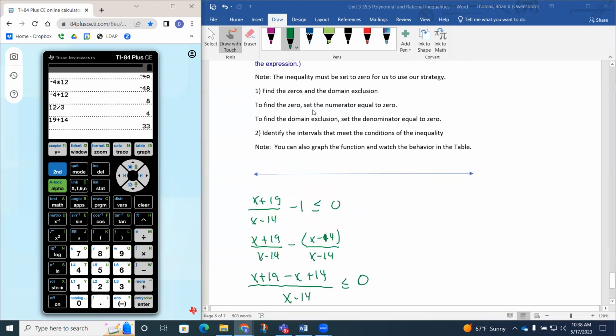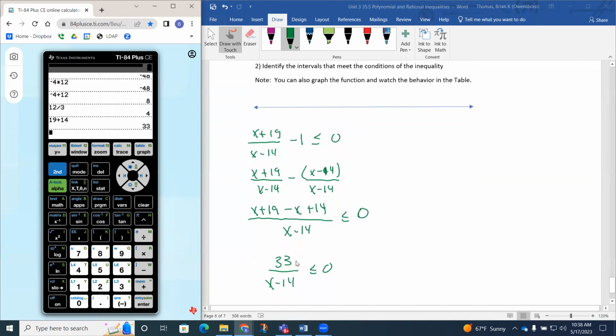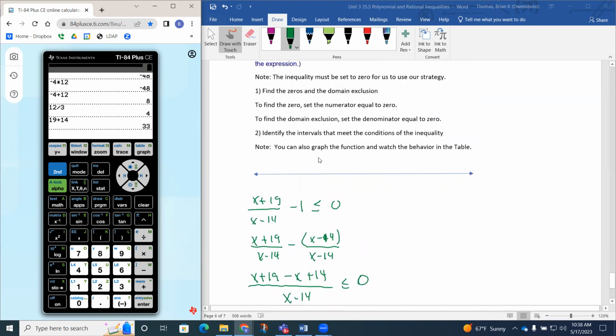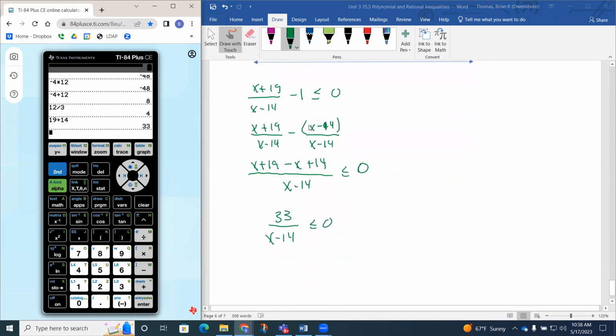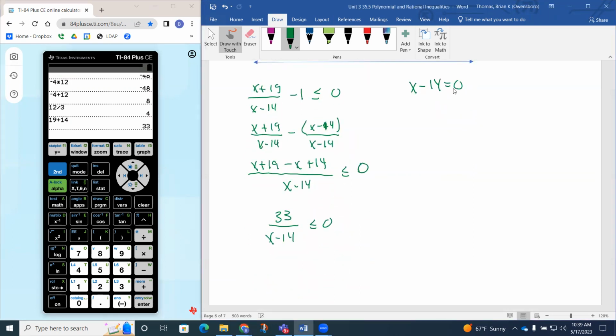Now the catch is we want to find the zeros and the domain exclusion. So we want to find the zero of the numerator, but notice that the numerator cannot be set to 0 because it's a number, it's not a variable. So the numerator will never be 0. So I can't make a zero there. But I can find a domain exclusion. So what I can do is set the x minus 14 equal to 0, and x equals 14.